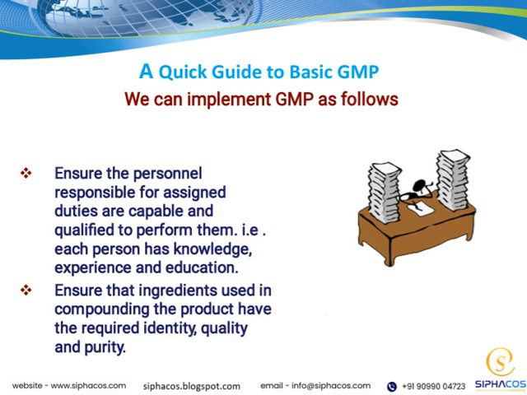Key points include strict hygiene standards, proper documentation, and validated procedures. These elements are crucial because they help prevent contamination, mix-ups, or errors that could compromise product quality. Another important aspect is training, making sure everyone involved understands their role and follows the established protocols. Remember, GMP isn't just a set of rules, it's a culture of quality that permeates every step of production.